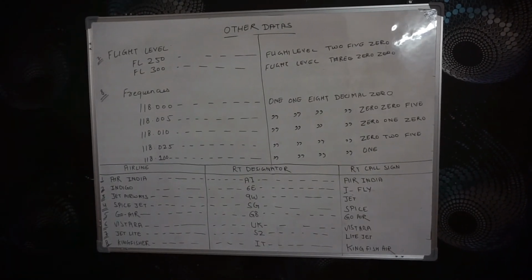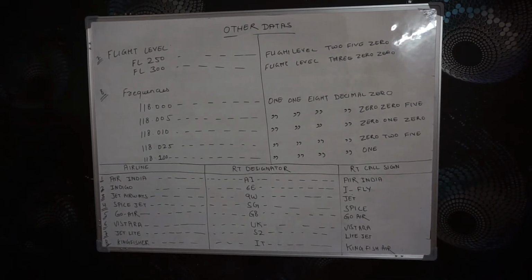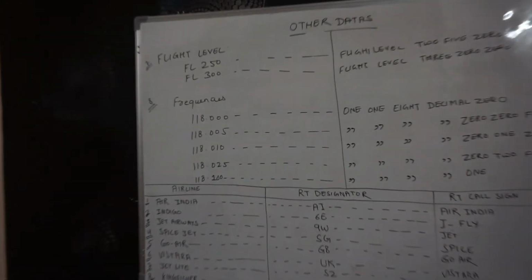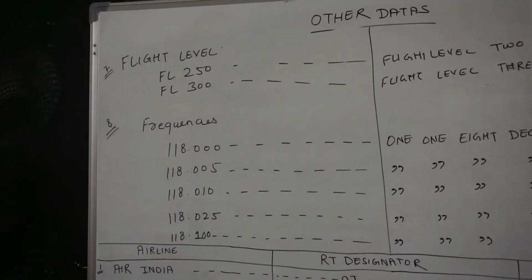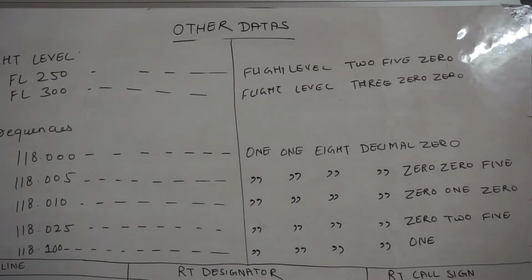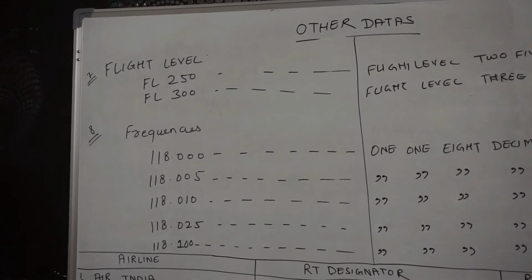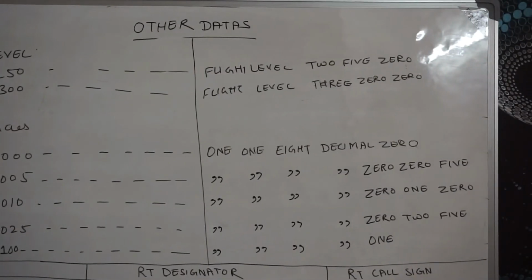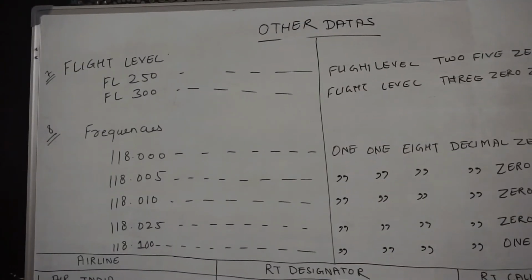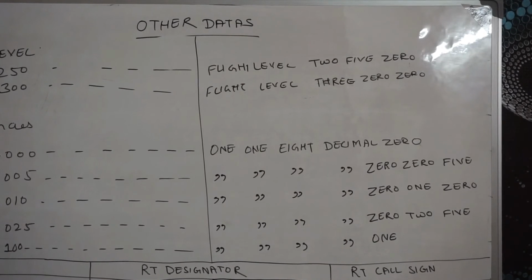Now these are the other data. Two data were left, which were flight level and frequencies, and so we'll discuss flight levels and frequencies now. You can see flight levels are written on the left side, and the transmission part is written on the right side. The first one is FL 250, and we'll transmit it as flight level 250. The second one is FL 300. We will transmit it as flight level 300.